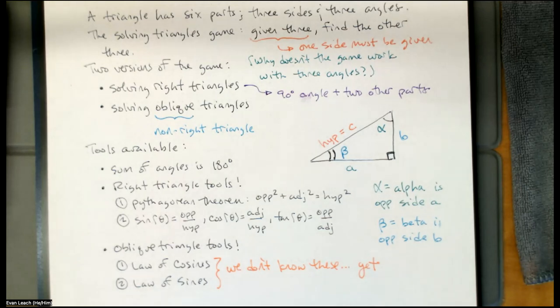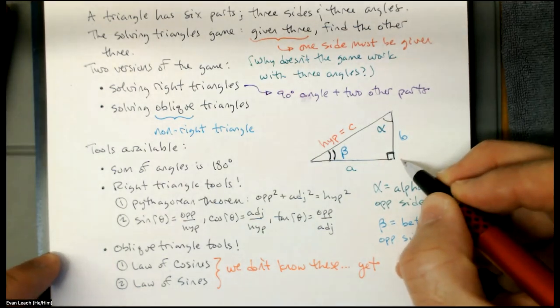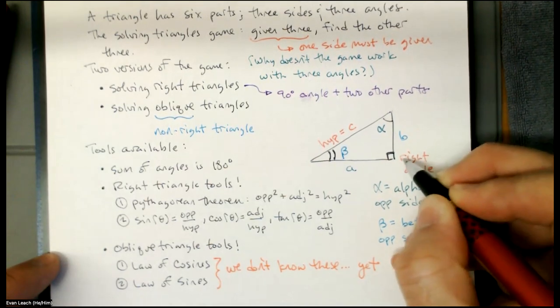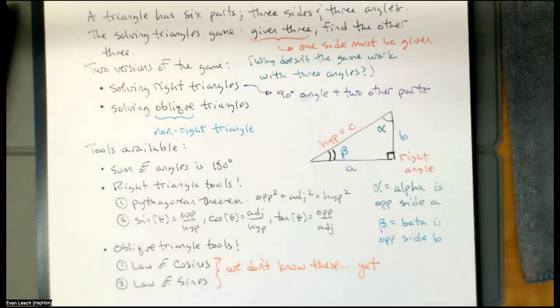So one of the givens is going to be a right angle. Then I have to give you two of the other parts. We're solving a right triangle, so one of the things given is the right angle, and I have to give you two other parts. I can give you two sides out of the three. I can give you one side and one angle. I can't give you two angles because, like I said, one side must be given.